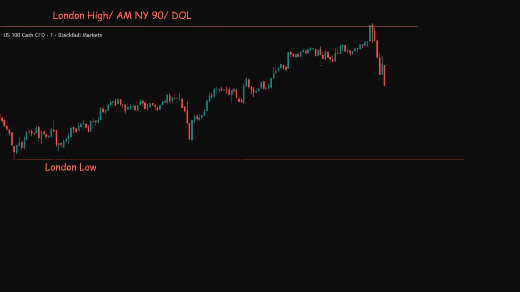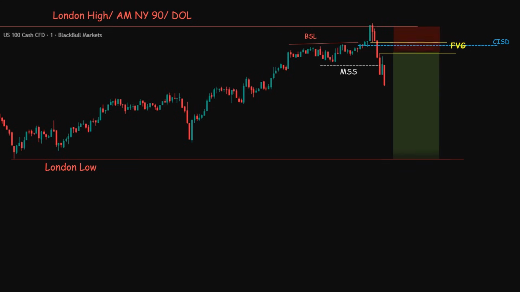Here, when the price reached the London high, it got rejected. Then, after a close below the most recent low, our MSS, market structure shift, was confirmed. At the same time, CISD was also confirmed, showing a clear shift in order flow and trend direction. We then marked the newly formed FVG and placed our order. Price triggered the entry and consolidated briefly inside the FVG.